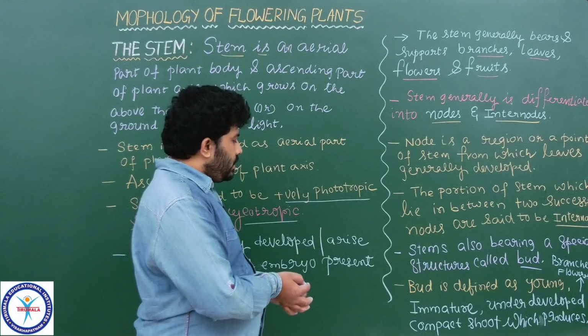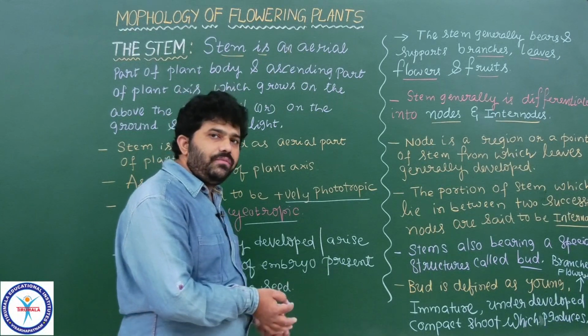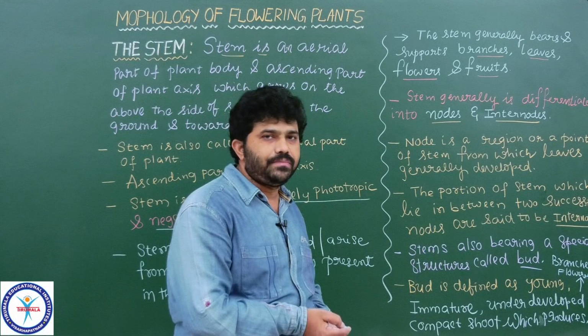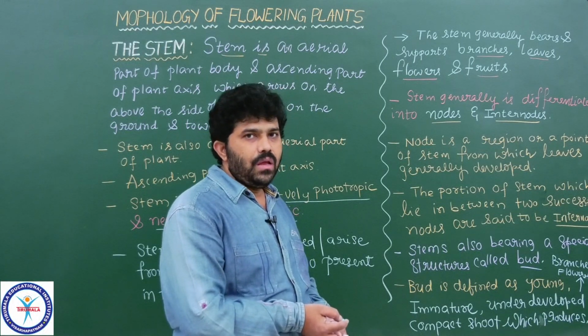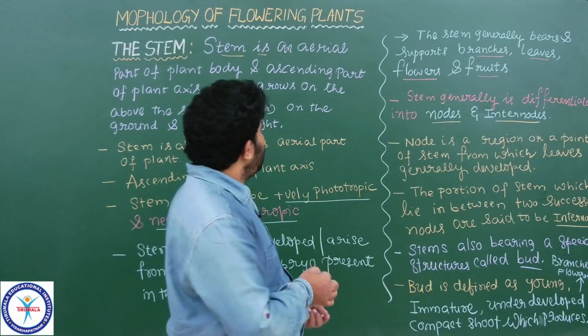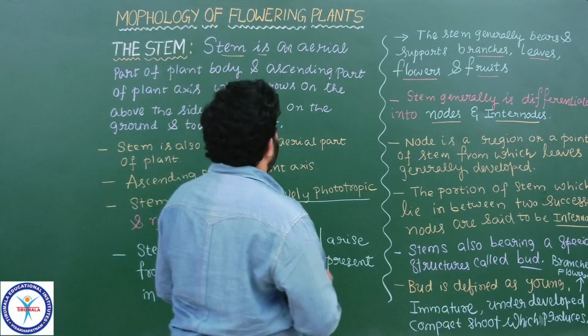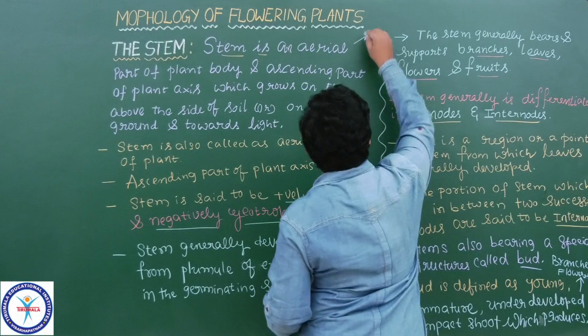Okay students, buds are of two types based on the position where they are present: terminal buds and axillary buds. Before discussing that, we need to write one important point about the stem.